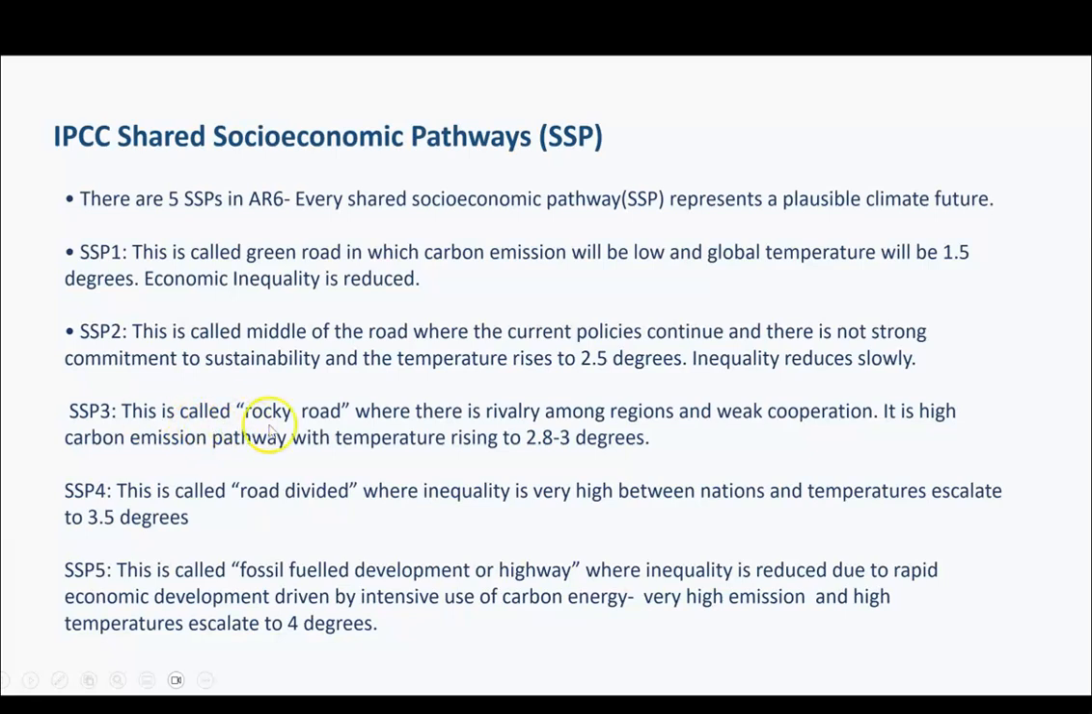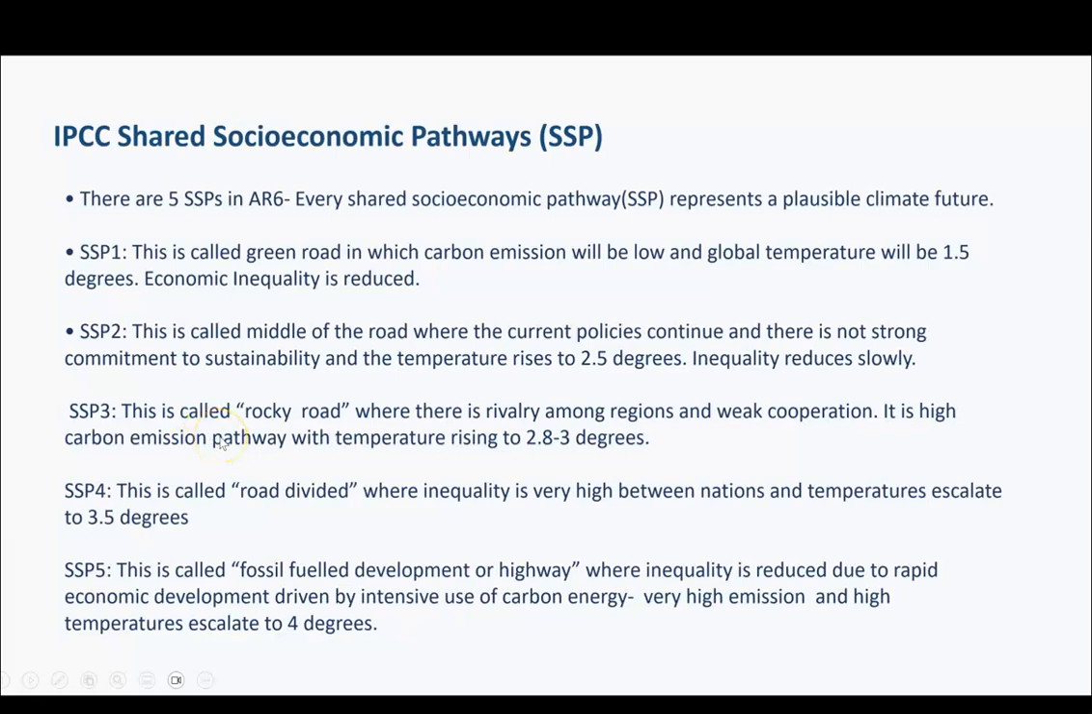Now, SSP3 is very pessimistic. Let me not say very, because SSP4 is more pessimistic. SSP3 is called the Rocky Road, because there will be rivalry among nations and little or weak cooperation among countries towards fighting climate change or global warming. Countries will prefer their own national interest ahead of cooperation with other countries to fight global warming. Therefore, there will be high emission.